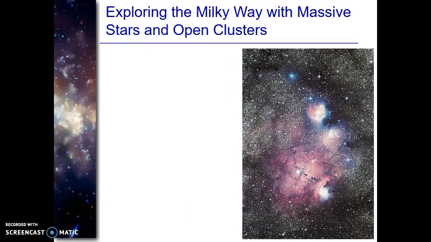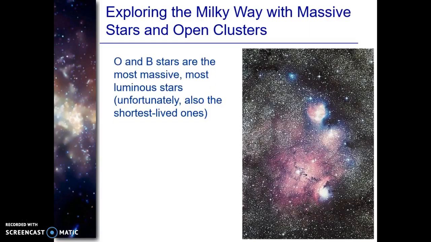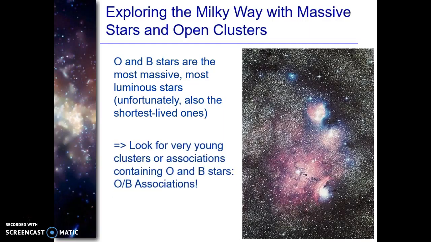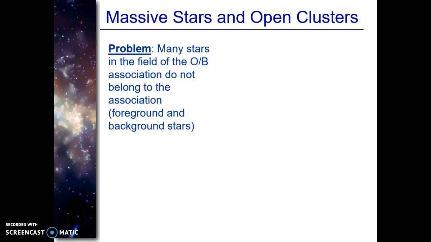Let's see. When we explore the Milky Way with massive stars and open clusters, O and B stars are the most massive and the most luminous. Unfortunately, they are also the ones that live the shortest life. Not good. So we're looking for very young clusters or associations containing O and B stars, OB associations. These are going to be in open clusters, right? Massive stars in open clusters.